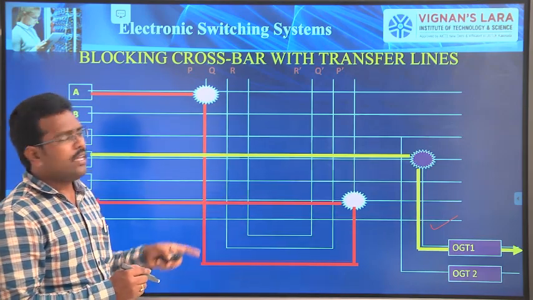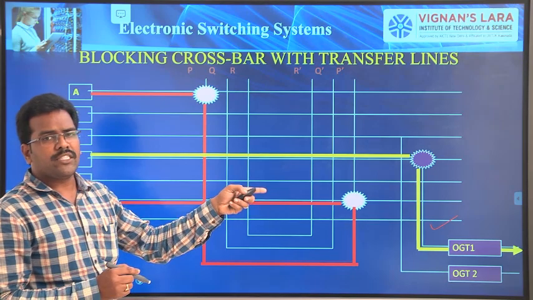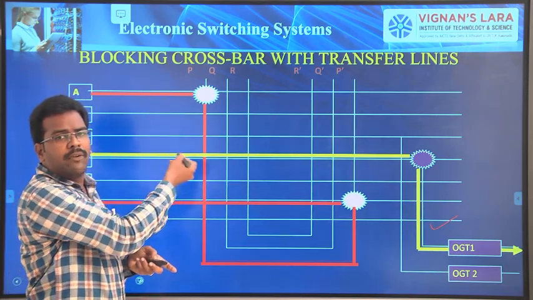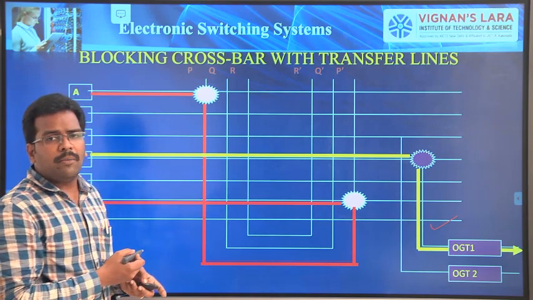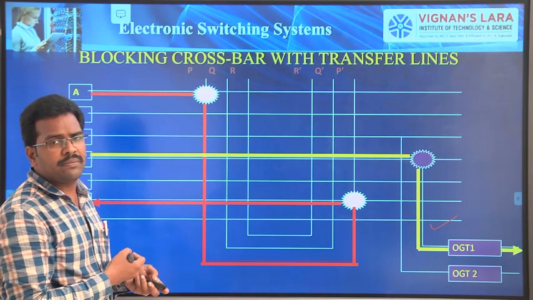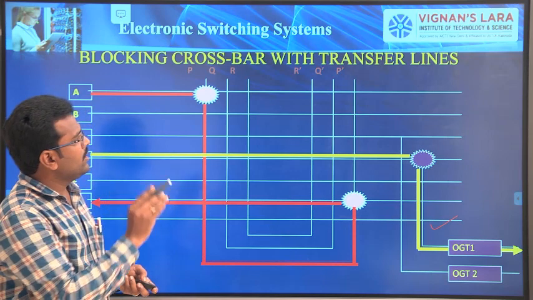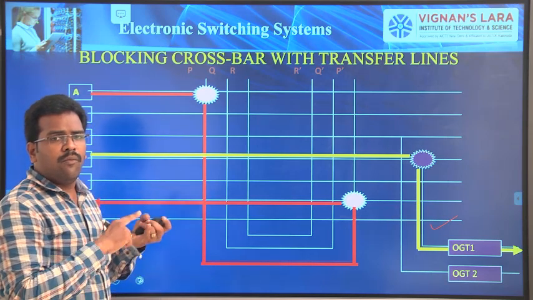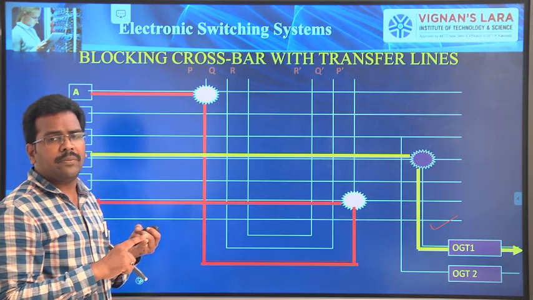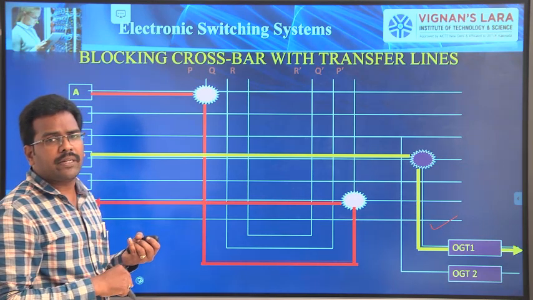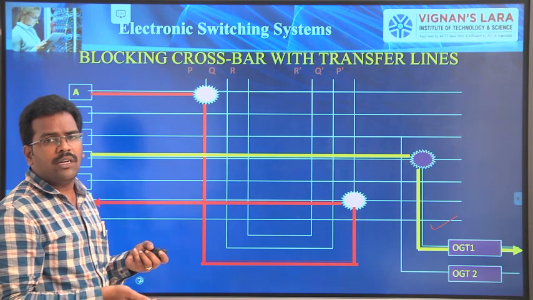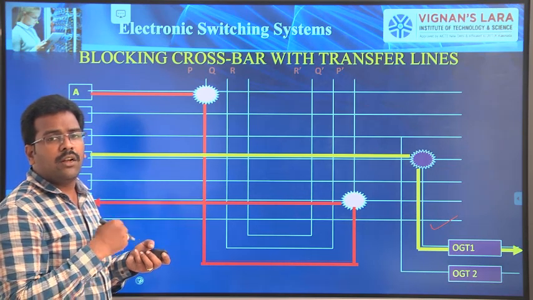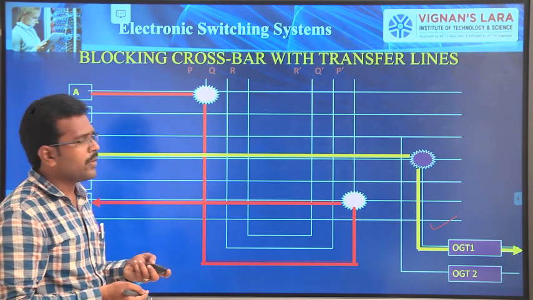Similarly, you can also have a non-blocking network with transfer lines also. That means the number of horizontal bars equal to number of vertical bars. That is an example for non-blocking network. So this is about the crossbar switching systems. Okay, we have seen one blocking network and one non-blocking network with the transfer lines and without transfer lines. Transfer lines are used for establishing connection between non-local subscribers. Okay.